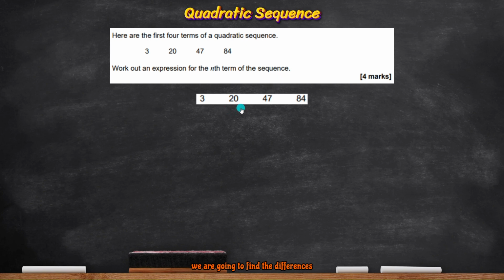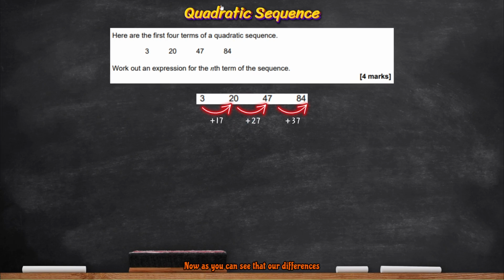Then we're going to find the differences between the terms of the sequence. So the difference between the first two terms is plus 17. Then the difference between 20 and 47 is plus 27. The difference between 47 and 84 is plus 37. Now, as you can see, our differences are not constant. Each time we are getting a new difference.